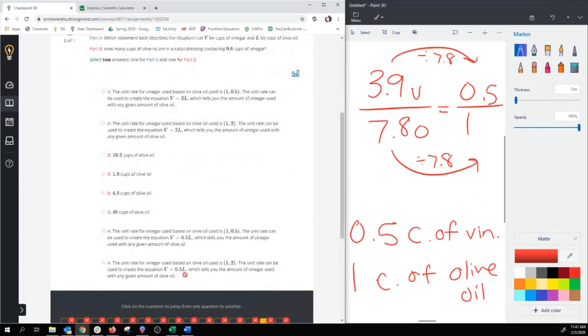So that tells me I'm looking at these bottom 2 equations because I have that V equals 0.5 L, right? Which coordinate pair is correct for my unit rate here? This (1, 2) or the (1, 0.5)? Which one is related to my unit rate? The (1, 0.5), perfect. So this is the answer we want to pick for A. That's the unit rate with the (1, 0.5) and V equals 0.5 L.